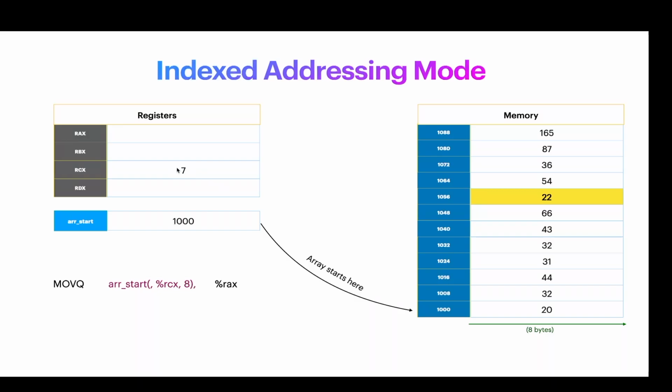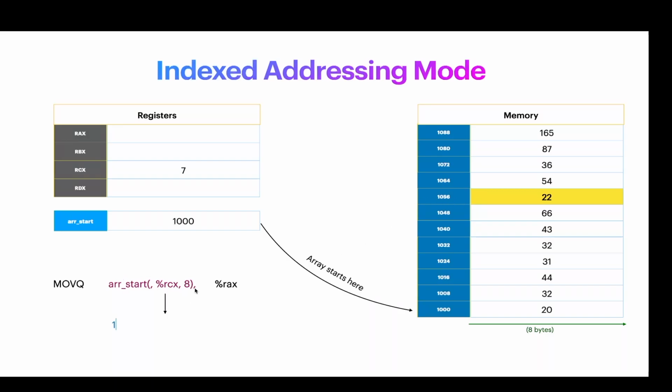So let's say you want to access the 7th index. Remember, arrays start with 0. We don't start with 1. So when we're talking about the 7th index, we're talking about, 1000 is the 0th index, then 0, 1, 2, 3, 4, 5, 6, and 7. So to access the 7th index, this expression should turn out to 1056.